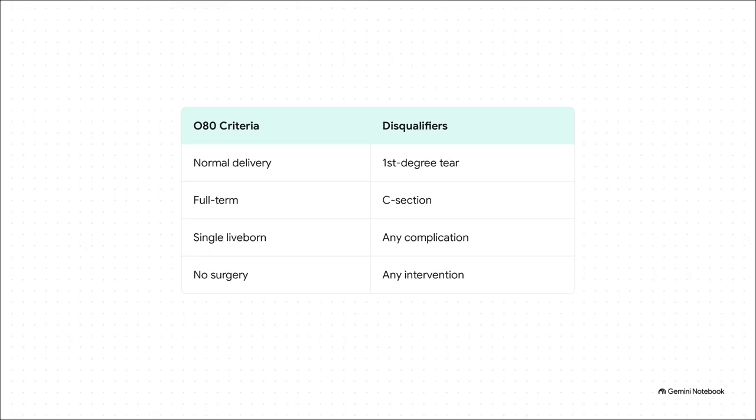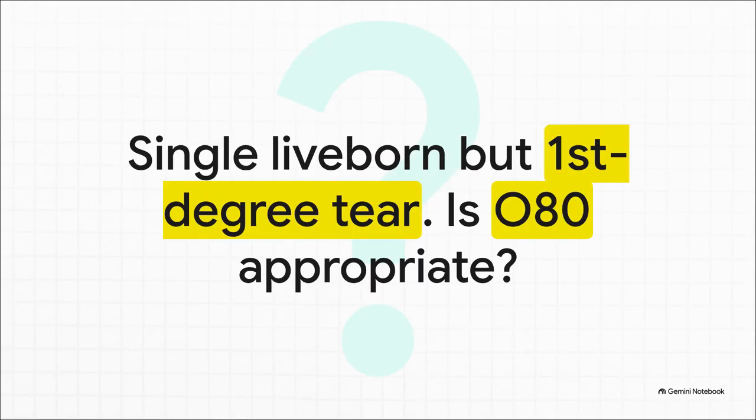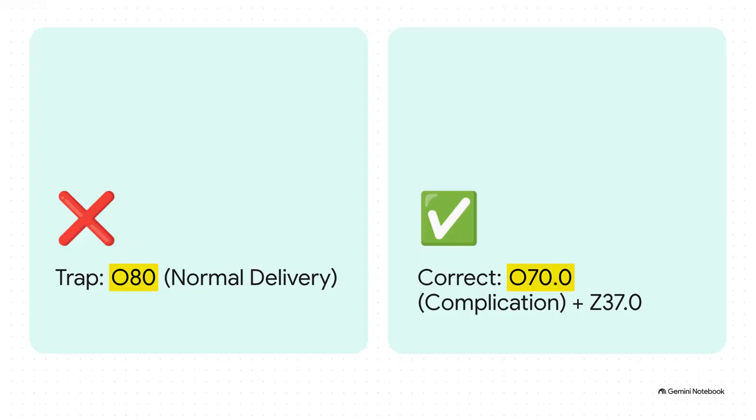So a low transverse C-section? Immediate disqualifier. So picture this. You see a board exam question documenting a perfectly healthy delivery where the mother simply sustains a minor first-degree perineal laceration. Do you take the bait and choose O80? I mean, a first-degree tear seems so normal and routine, right? No way. Choosing O80 here is an immediate incorrect answer.